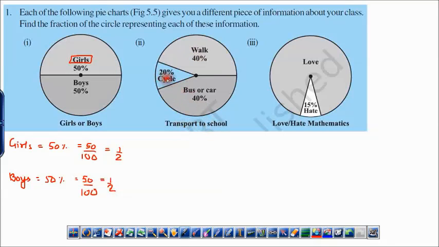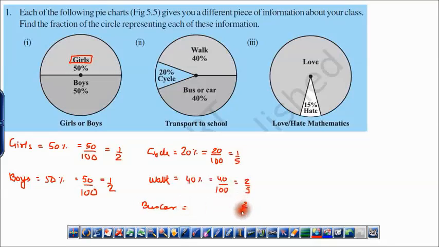Transportation to school, 20% of the population takes the cycle, 40% walks, and 40% takes bus or car. Cycle 20%, फ्रैक्शन में कन्वर्ट करने के लिए 20/100, 1/5. Walk 40%, 40/100, 2/5. And bus or car again 40%, 2/5.